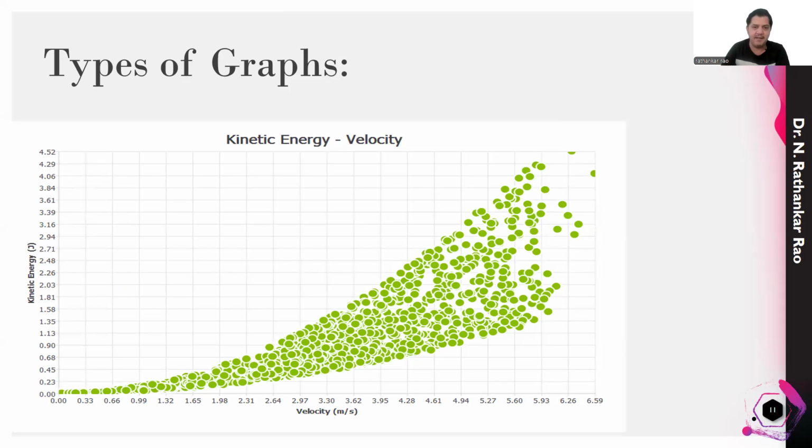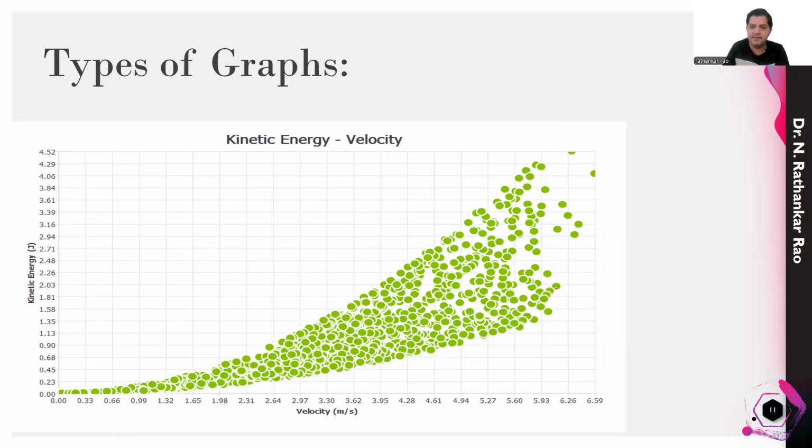Now let us move on to the next type of graph, which is a scatter plot. In a scatter plot, as you observe, there are several dots seen over here, and this is a plot of velocity of a particle versus the kinetic energy of the particle. Now you see, you have more dots in this region. As we go here also, more dots, but when I go further over here, the number of dots reduces.